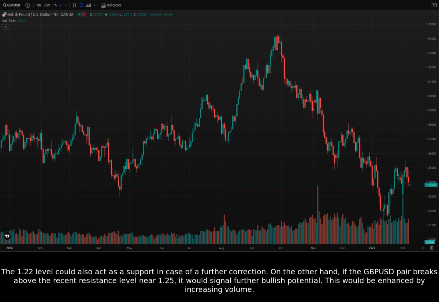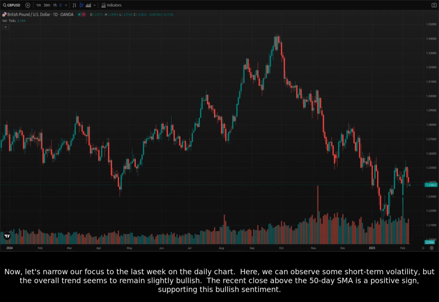On the other hand, if the GBPUSD pair breaks above the recent resistance level near 1.25, it would signal further bullish potential. This would be enhanced by increasing volume. Now, let's narrow our focus to the last week on the daily chart. Here, we can observe some short-term volatility, but the overall trend seems to remain slightly bullish. The recent close above the 50-day SMA is a positive sign, supporting this bullish sentiment.